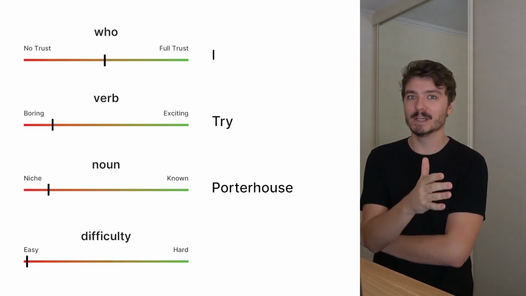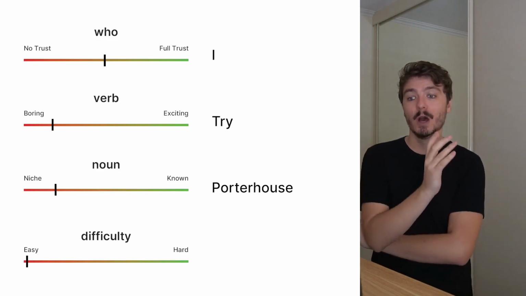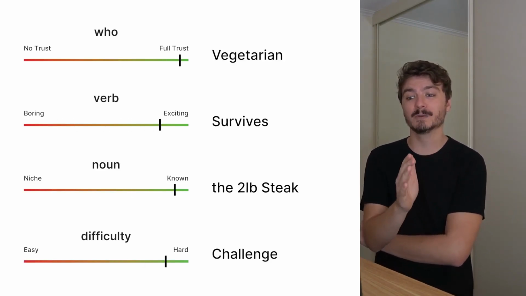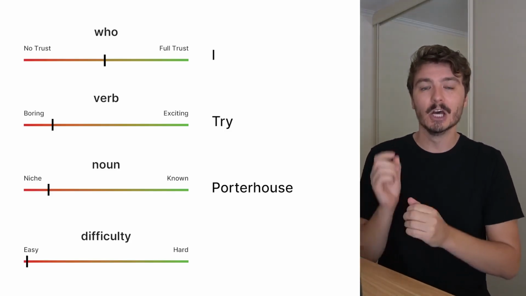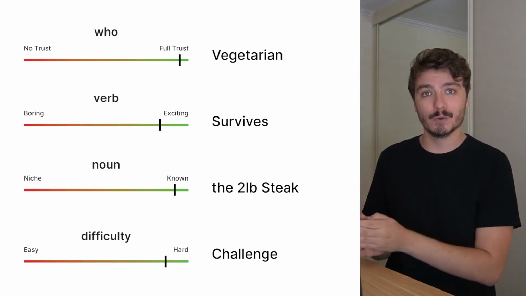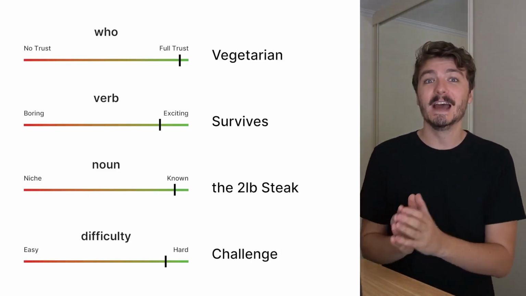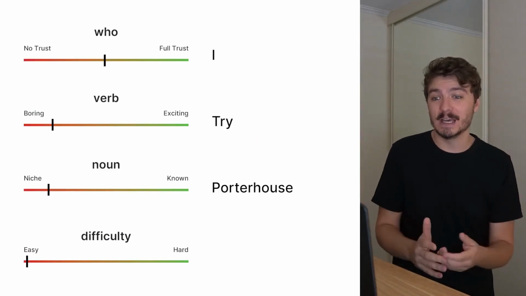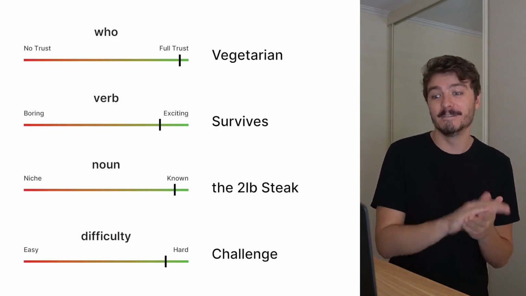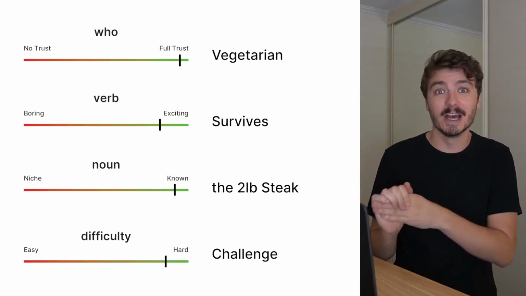And now if we combine all of this, we went from I try porterhouse, not that great of a title, to vegetarian survives the 2-pound steak challenge. It's the same video. It's me sitting down to eat a porterhouse. It's the exact same premise. But what we've done is just use these 4 components here and optimize the title to get more views. We are just looking at these 4 requirements here and trying to optimize them. We are looking at the scale and seeing how can we get more views. And obviously, if you saw these 2 videos here, I try porterhouse versus vegetarian survives the 2-pound steak challenge. It is the same video.